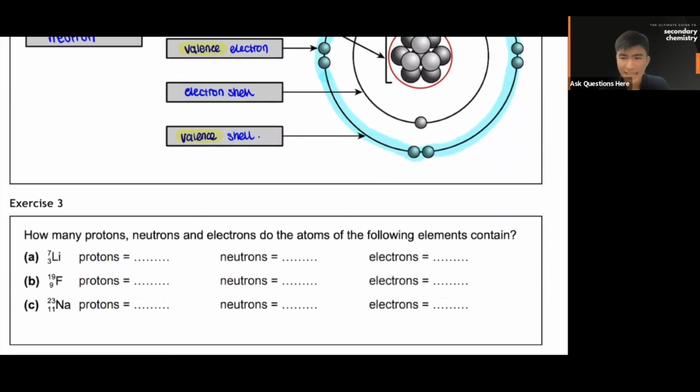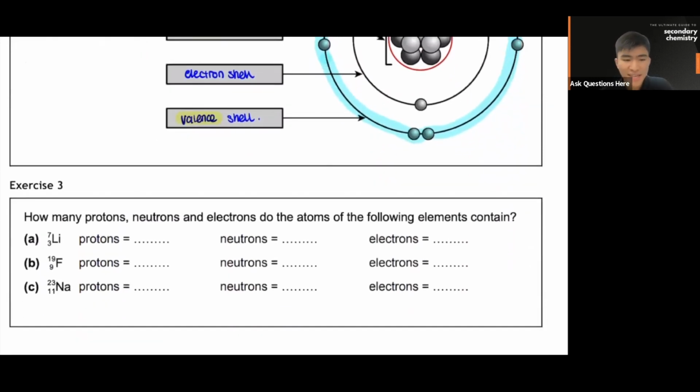Now, question number 3 is a little bit more challenging, right? So we are asked to find out the number of protons, electrons, neutrons in the following elements. So we got A, B, and C, and let's try and do this in maybe 3 minutes. I think we can do it in 3 minutes. Shall we try? Okay, so let's do this in 3 minutes.